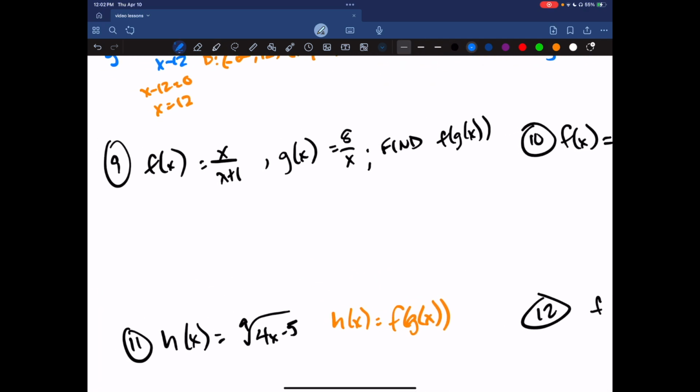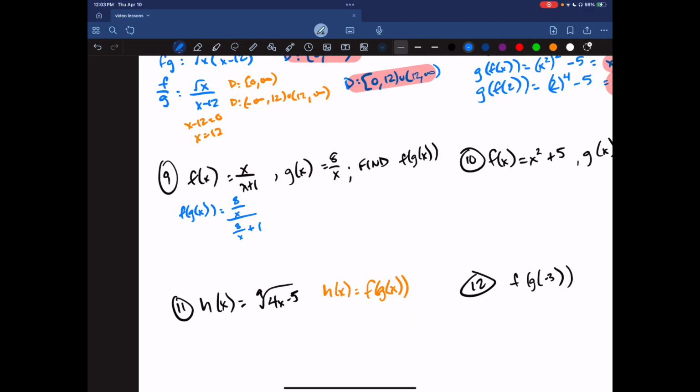Number 9, we're going to try to find f of g of x. I'm going to take g and plug it into f, and then ultimately we're going to find the domain of this thing. So for f of g of x, we're going to take 8 over x and plug it into the f function everywhere there's an x. Now we have fractions inside of fractions. I need a common denominator on the bottom, so I'm going to leave 8 over x alone for a second, and when I get the common denominator, it's going to be x, so this is going to be 8 plus x over x.